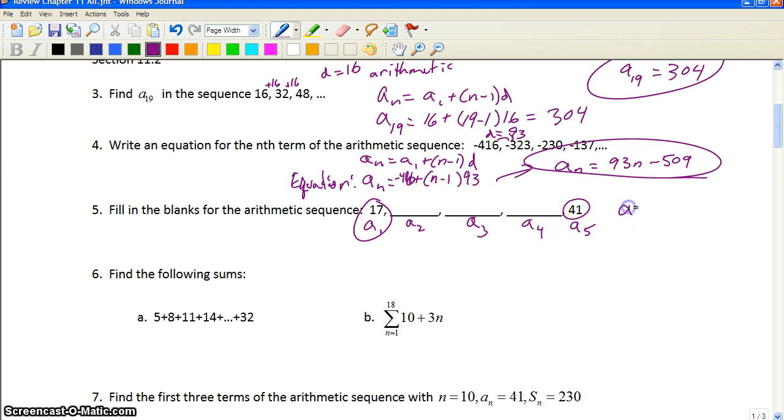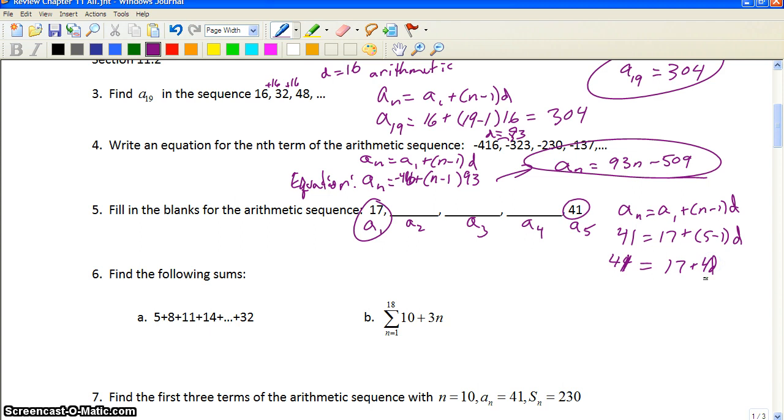There's another way to do this, but I just feel like doing it this way. I'm going to do this, and there's a D in there, and I'm going to solve it for D. A sub 5 is 41 when n is 5. We don't know what D is, but we sure do know what a sub 1 is, so we're going to do that. Then we're going to simplify. Oop, I switched those terms. My bad. And we're going to solve it.